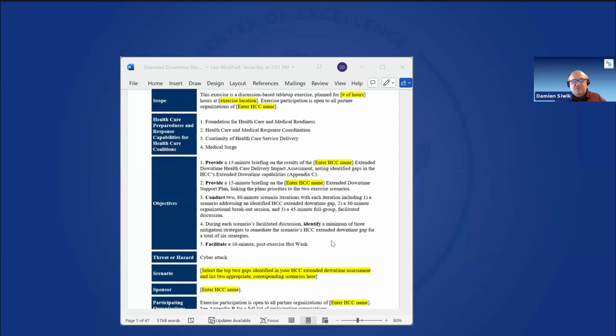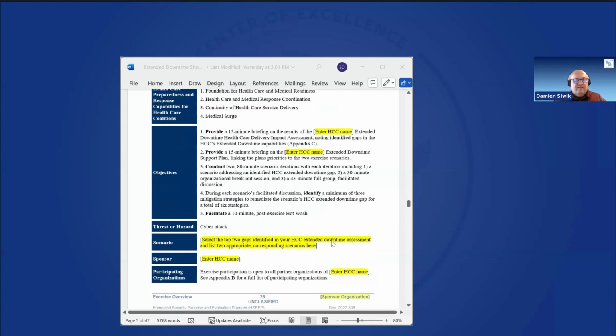Begin with a little education about the assessment, a little education about the current Healthcare Coalition plan, set up 2 iterations of scenarios, 80 minutes in total, call out, or at least try to identify 6 mitigation strategies from the Healthcare Coalition perspective, and of course, the traditional post-event hot wash.